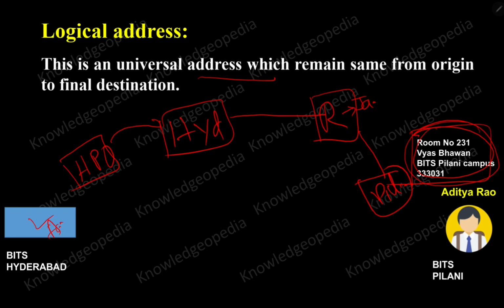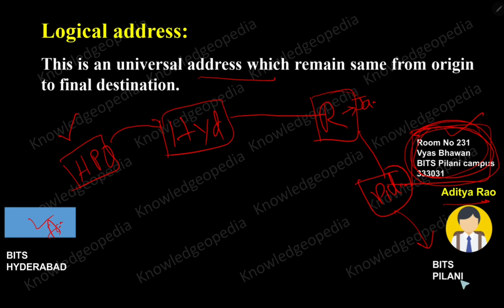Every place, in Hakimpet also, they will look at what the destination address is. This is the destination address, Pilani. In Hyderabad main post office, they also will see this logical address. In Rajasthan, Jaipur, they will also look into this address. In Pilani also, they will look into this address. And finally, they will deliver it to Aditya Rao. So that is how this is a universal address which remains the same from origin to final destination at the time of transmitting the letter.